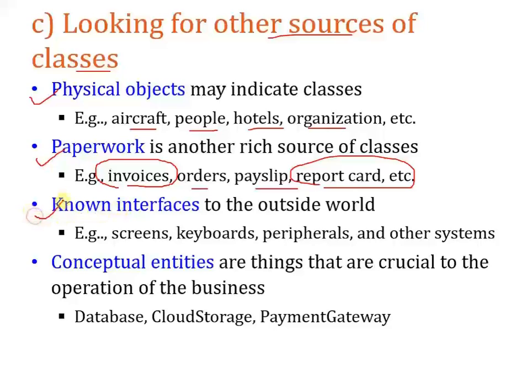Next are the known interfaces to the outside world. So for my project, if any user interface screen is available, a touch screen is there, then that particular screen can also act as a class. Keyboards, peripherals and other systems. And finally, conceptual entities. If we are in need of any database, any cloud storage, if there is any payment gateway, these entities are not physically existing, but they are conceptually related to our project. So this type of conceptual entity can also be treated as classes.